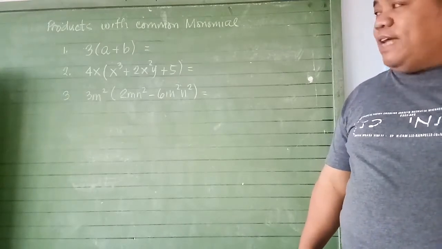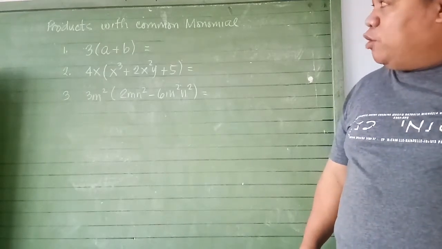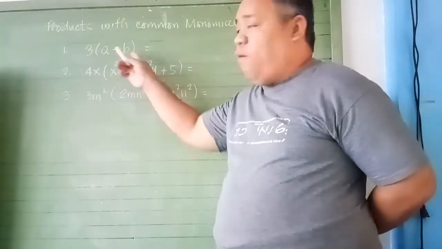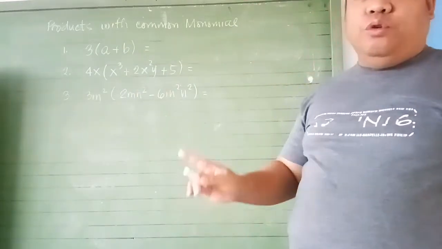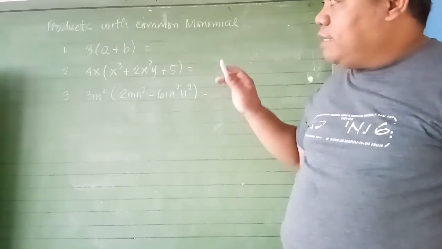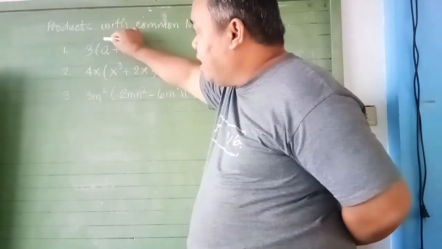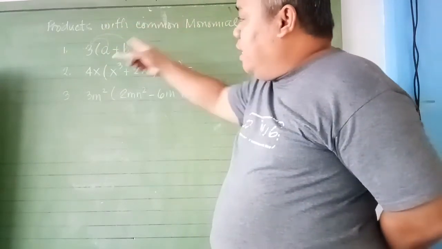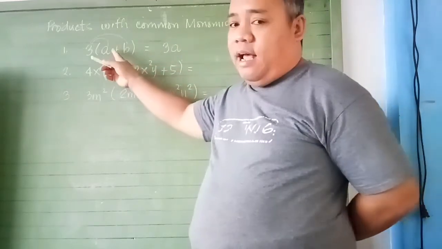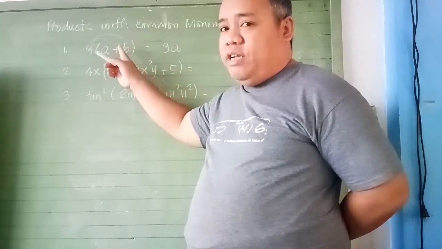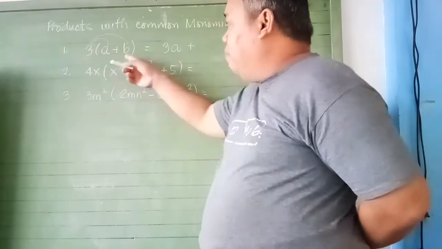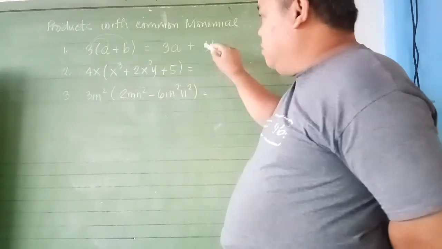So let us begin our first topic, which is the products with common monomial. Here, we see that there's a common monomial outside of the quantity. So all we have to do is apply the distributive property of equality. In example number 1, we're going to multiply 3 here. 3 multiplied by a is 3a. Since the operation here is addition, we put plus here and then multiply 3 by b. So this is 3b.